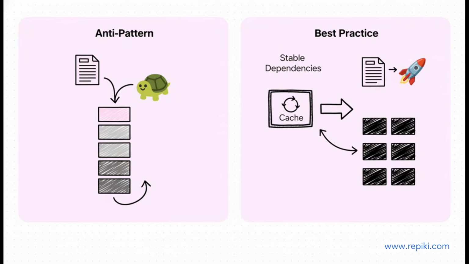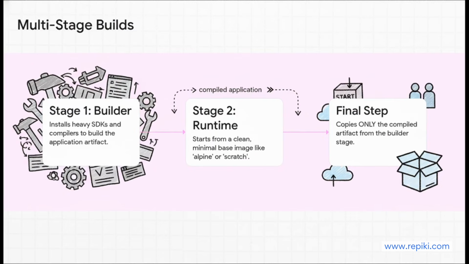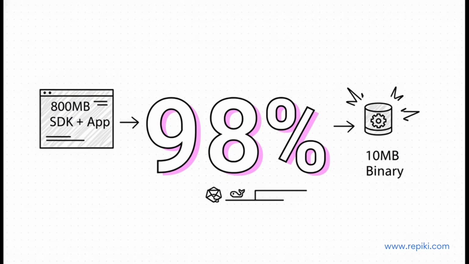It's a game changer. But really, the absolute best pattern for separating your build-time clutter from your sleek final image is the multi-stage build. It's so clever. You have one stage, the builder, that has all the heavy compilers and SDKs. Then you start a second stage, the runtime, completely fresh from a minimal base image. And you just copy the final compiled app over from the first stage. And the results? They can be absolutely staggering. Just look at this number. We're talking about a Go application that might need an 800 megabyte SDK to compile, but the final image is just 10 megs.